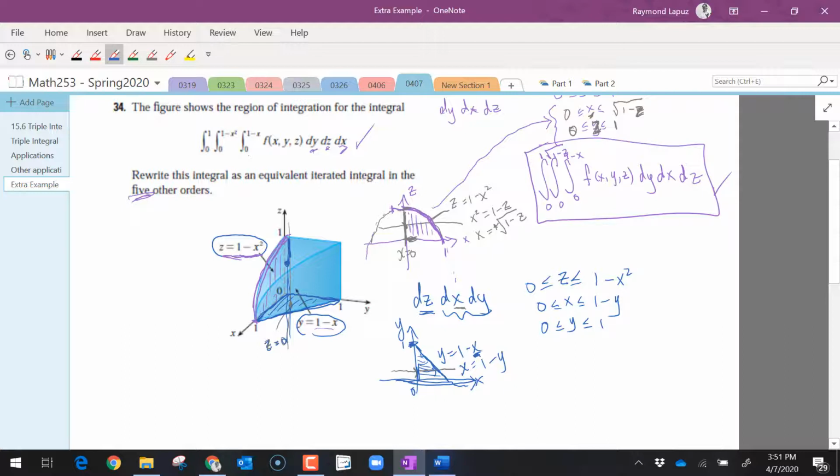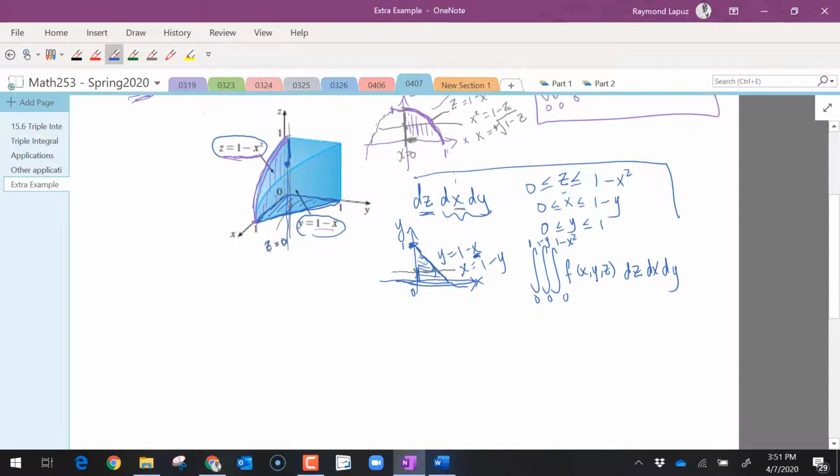Okay, so let's set up the integral. It's going to be a triple integral. The function, again, is just a generic function, and we're deciding to integrate with respect to z first. Z goes from 0 to 1 minus x squared. Then with respect to x, going from 0 to 1 minus y. And then finally, with respect to y, going from 0 to 1. Okay?